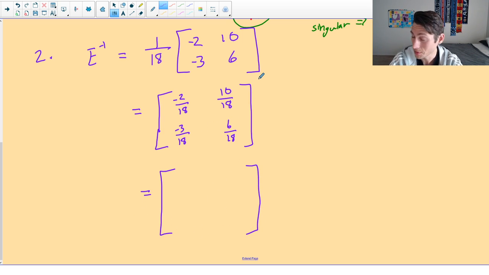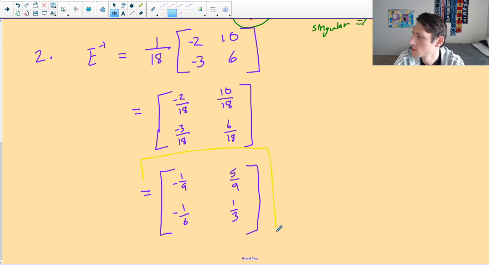And then now let's just simplify. Negative 2 over 18 is negative 1/9. 10 over 18, 5/9. Negative 3 over 18, negative 1/6. 6 over 18, 1/3. So that is the inverse of E.